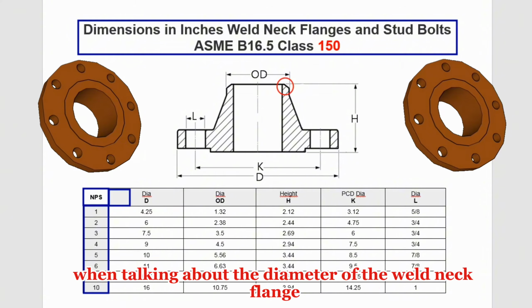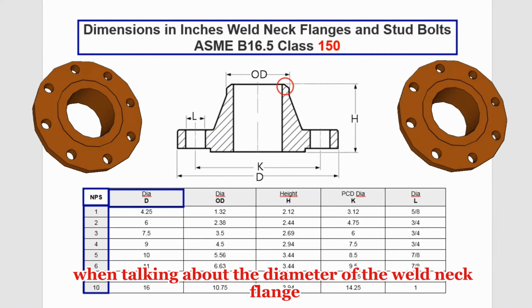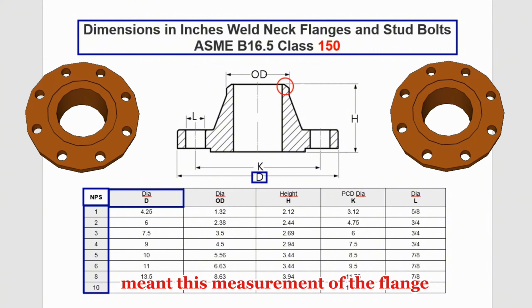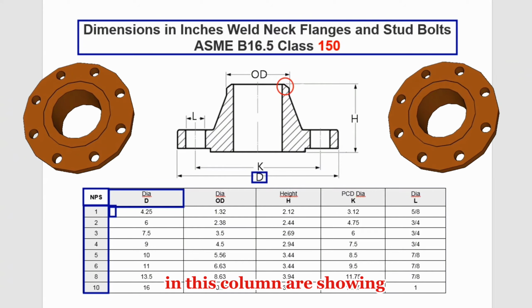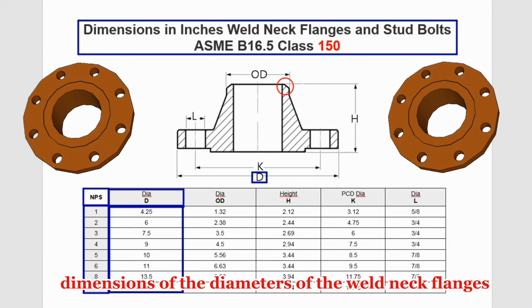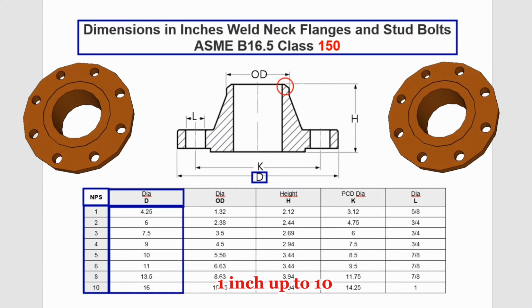Diameter D: when talking about the diameter of the weld neck flange, it means this measurement of the flange. This column shows the dimensions of the diameters of the weld neck flanges from 1 inch up to 10.